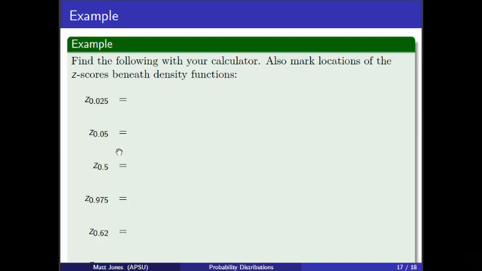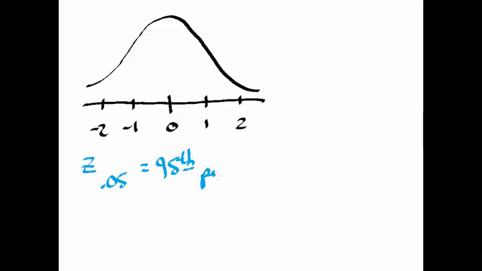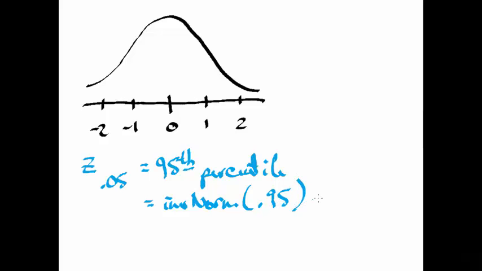Let's do another one. Z sub 0.05. So what percentile is this? This is the 95th percentile for a standard normal. I can get it with my calculator by doing inv-norm of 0.95. If I don't put the mean and standard deviation there, then it knows that I've got a standard normal, or I could put them there like so.